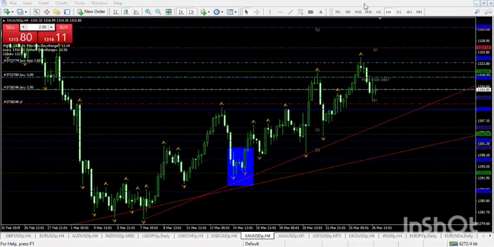Any other questions? Should we wait for the candlestick to be completed? Yes, you have to wait for the candlestick to be completed. If you have a rejection, it means that it's going to be performed well.